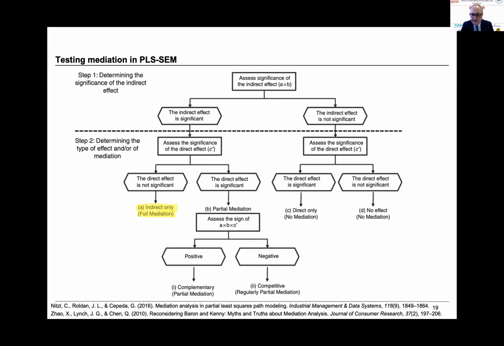What is the power or the effect size of the moderation effect? If F squared is higher than 0.02, the moderation effect is weak. If it's higher than 0.15, the moderation effect is medium. And if it's higher than 0.35, the moderation effect is strong.